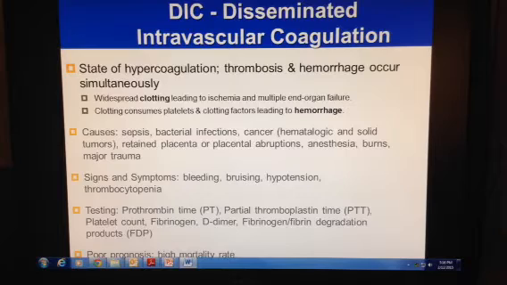So how would you test this? Prothrombin time, PT, and partial thromboplastin time, PTT, are times on how fast someone is clotting. Also important to test for are the platelet count, fibrinogen, D-dimer, and fibrinogen/fibrin degradation products.